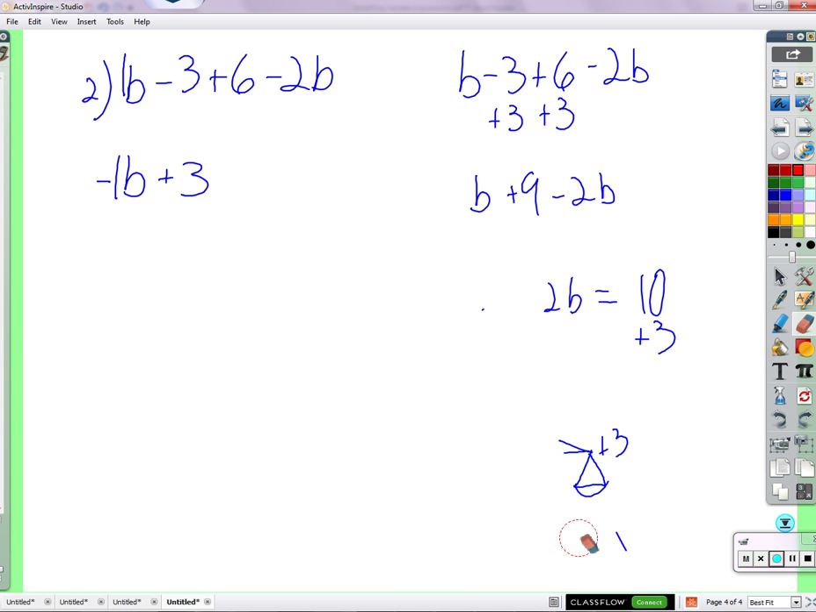All right, so moral of the story there is, don't get confused. Don't confuse this with an equation where you do things to both sides. There's no both sides to this. It's just an expression.